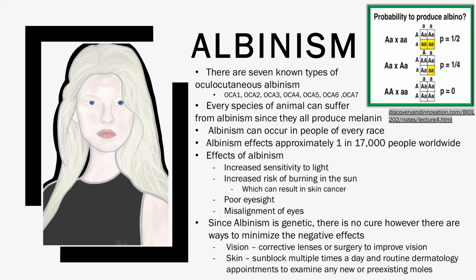Since albinism is also a genetic condition, there is no cure. However, there are many things that someone can do to decrease the negative effects. For vision, using corrective lenses or surgery to improve vision can be very beneficial, especially since people with albinism are more likely to be considered legally blind. For skin, it is very important to stay out of the sun as much as possible, reapply sunscreen multiple times a day, and have routine dermatology appointments to examine any new or pre-existing moles.